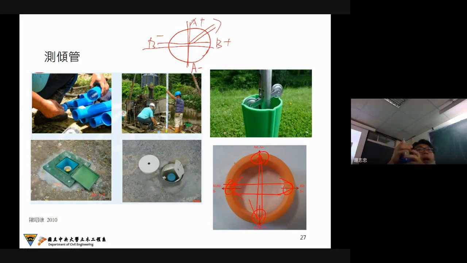Okay. And for the second one, if you have a chance, we can have a measurement in the field from the NCU slope. We're trying to install maybe a 20 to 30 meter deep borehole, and also I will install this kind of measurement.